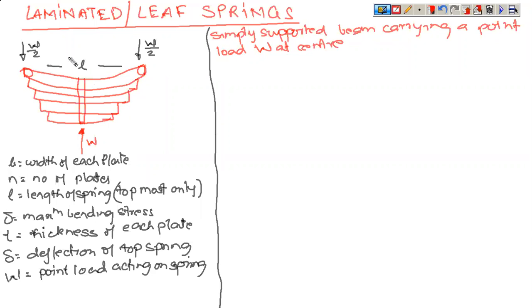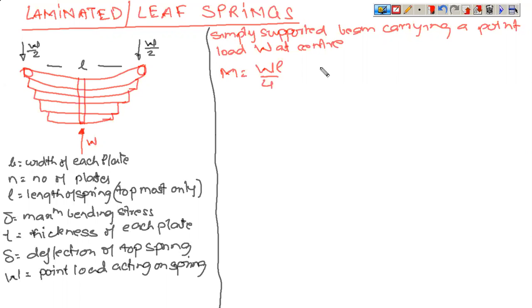So the reactions are W by 2 and W by 2. So the maximum bending moment M is given by WL by 4, if L is the total length of the member. We are considering only the top plate, and the same relationship will be applied to all the plates. So we are calculating everything for the top plate only.